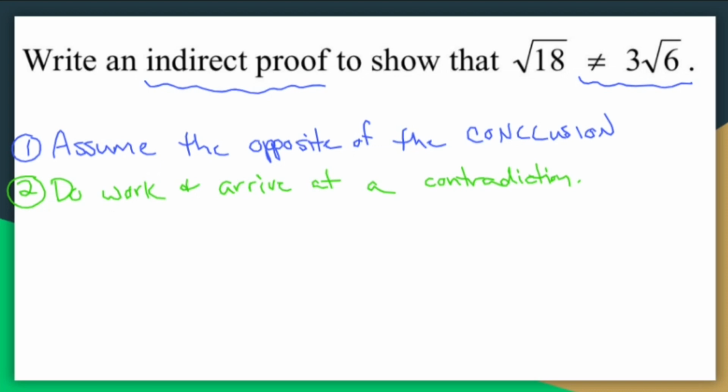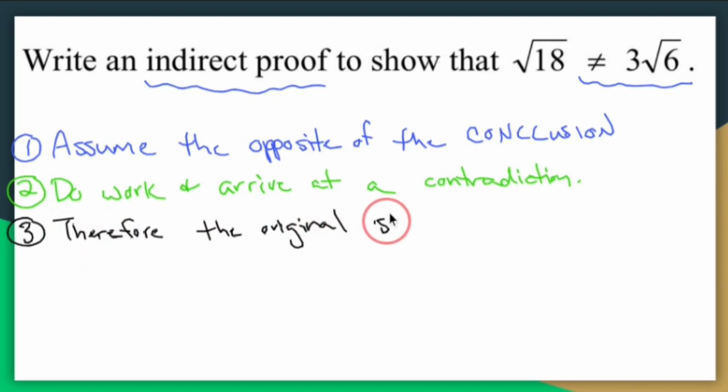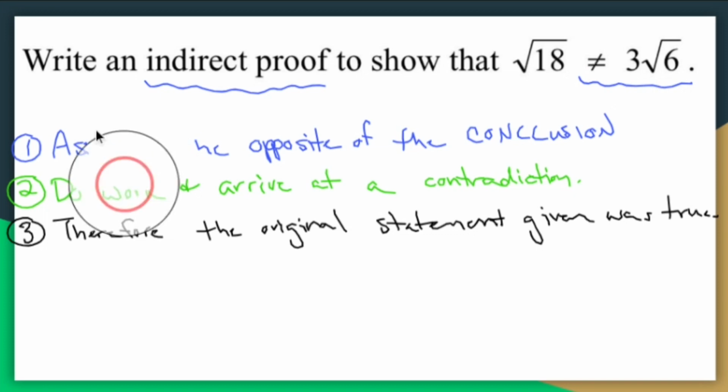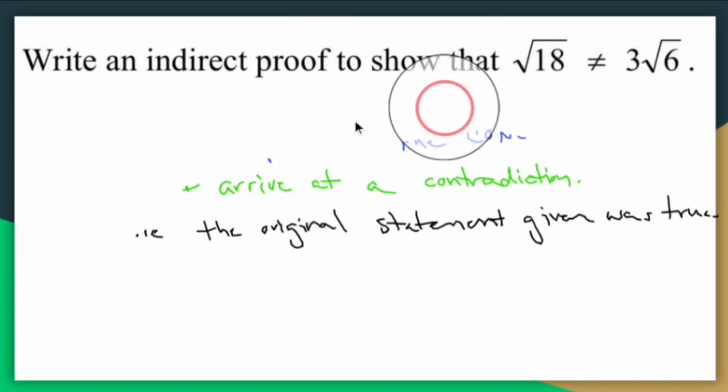What we're doing is we're going to assume the opposite, find out that the opposite is wrong and say, well, that's wrong. So therefore, the original statement that we are given was true. Okay? So one more time, we're going to assume the opposite of this. We're going to do some math and find out that that's not right, which means if the math doesn't work out, they can't be equal. Therefore, this can't equal that. So let's give it a shot. Let's give it the old college try.